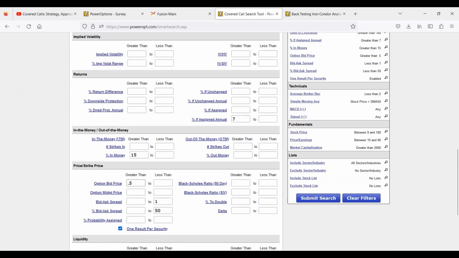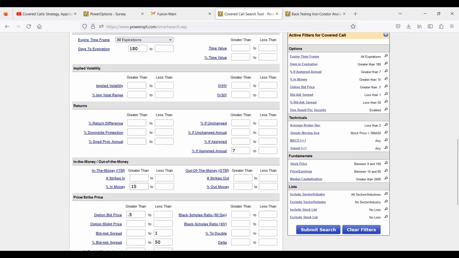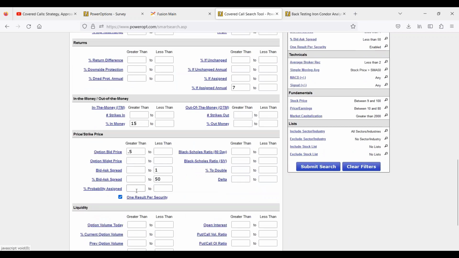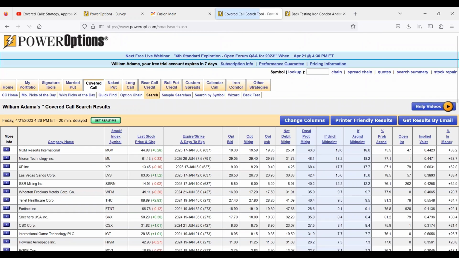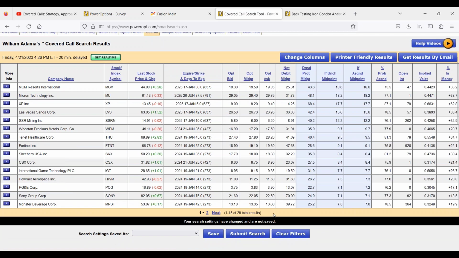Now, let's take a look at Mike's criteria. He said that he wanted a probability of 75% or higher with open interest as well. So first, let's see one at a time. Probability, 75%. Okay, we still have 29 total results and some valid open interest here. MGM Resorts, Micron, Las Vegas Sands, SSR Mining, Wheaton Precious Metals is out. And I'm just looking at some of the other ones.